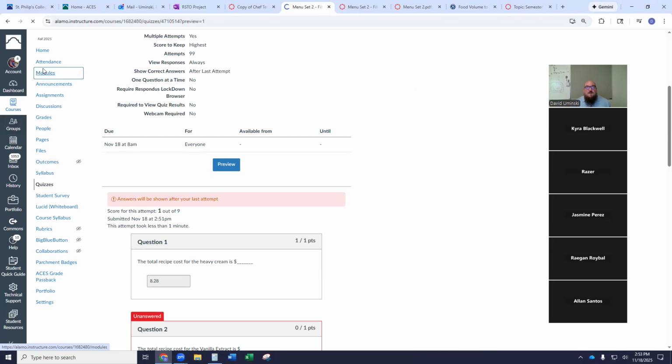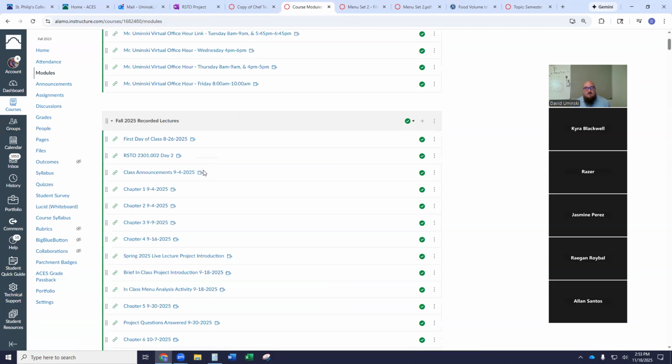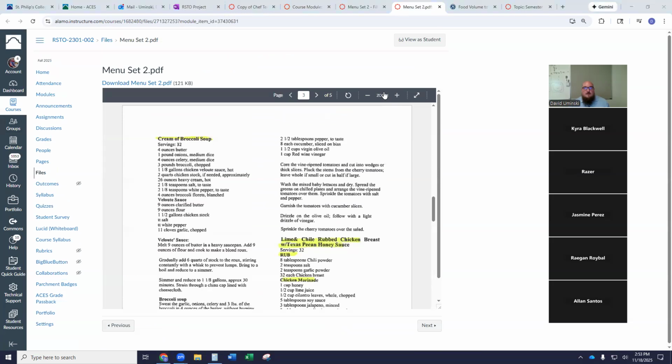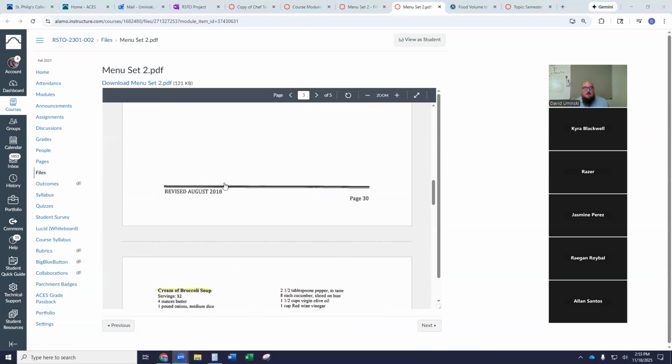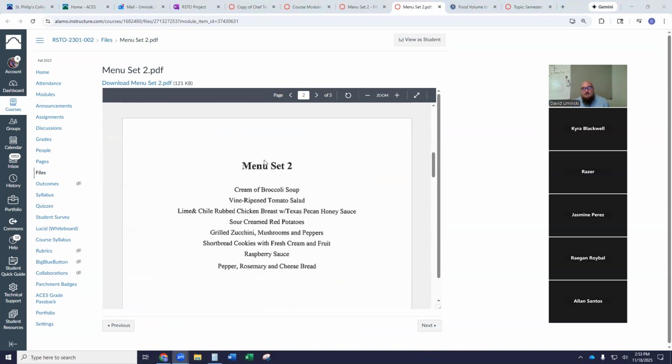So the only thing that I recommend you snipping is going to be the menu set, that menu set that's on the second page of the packet. This tells you the actual menu. This right here is the only thing that I recommend that you snip. Or you can retype it if you want to, but snipping is a lot easier.